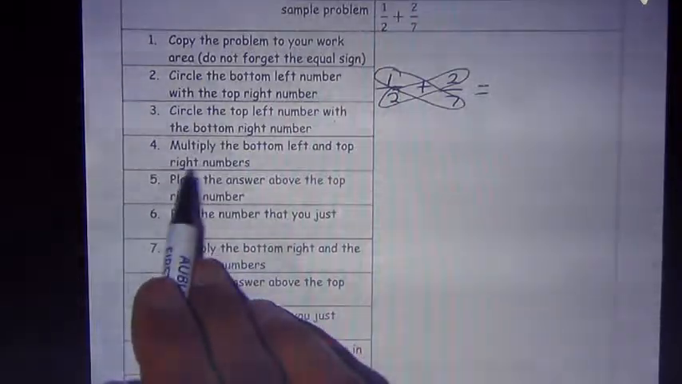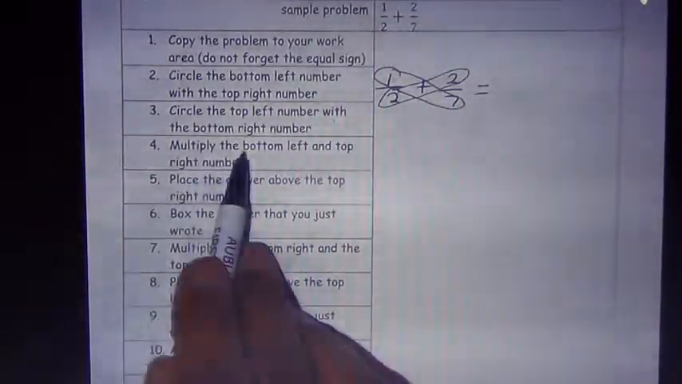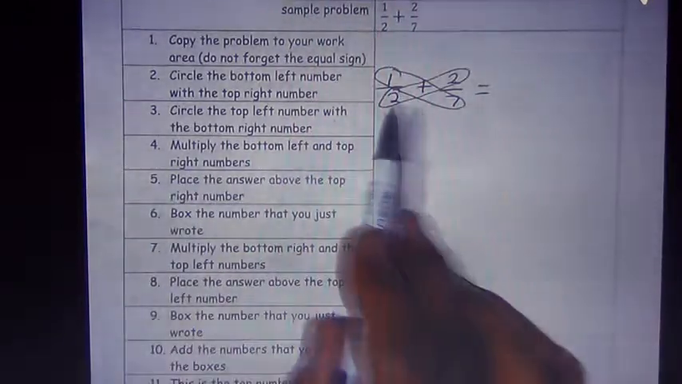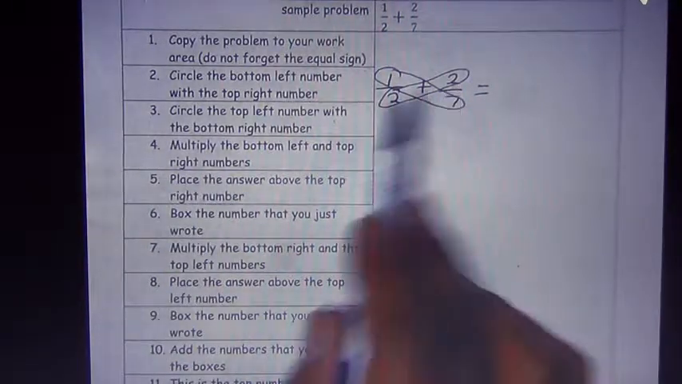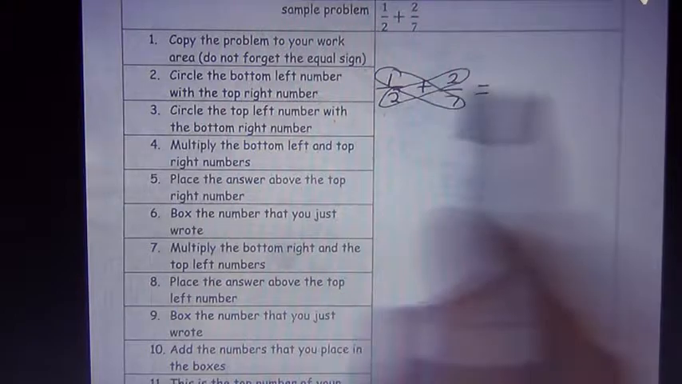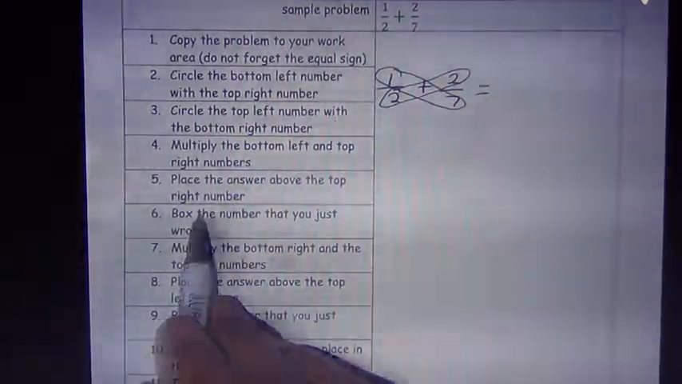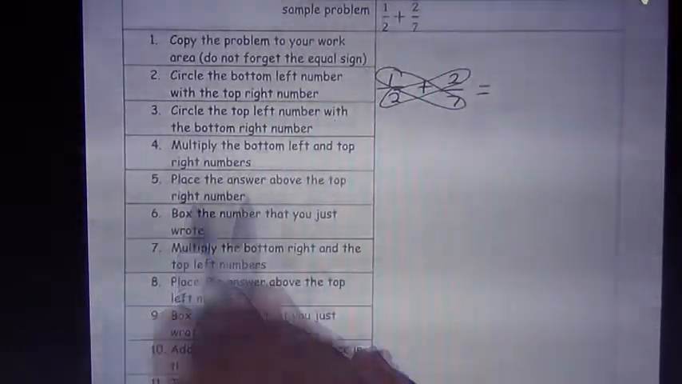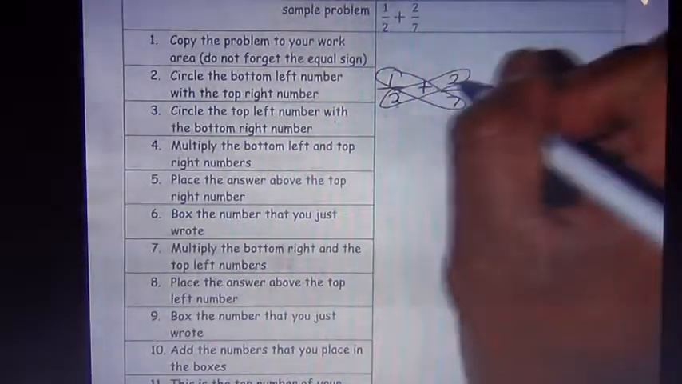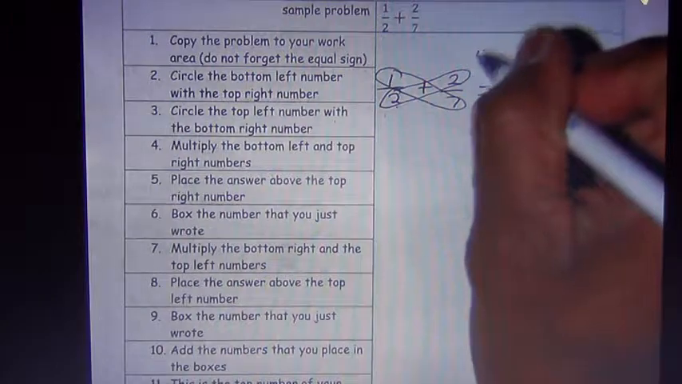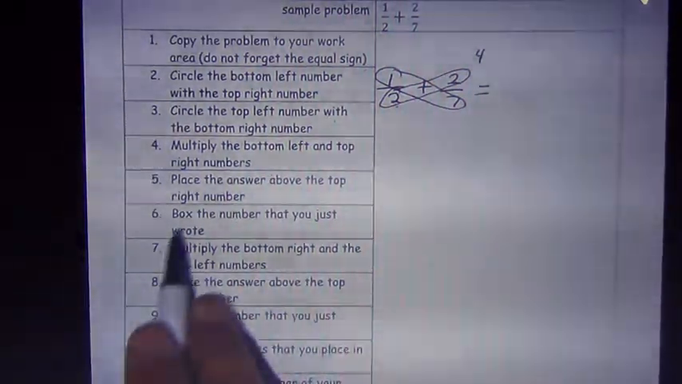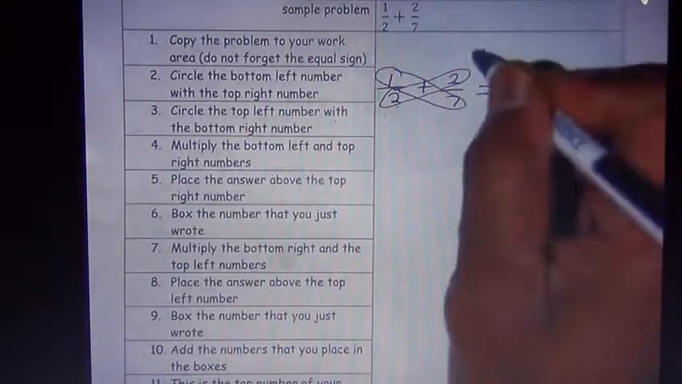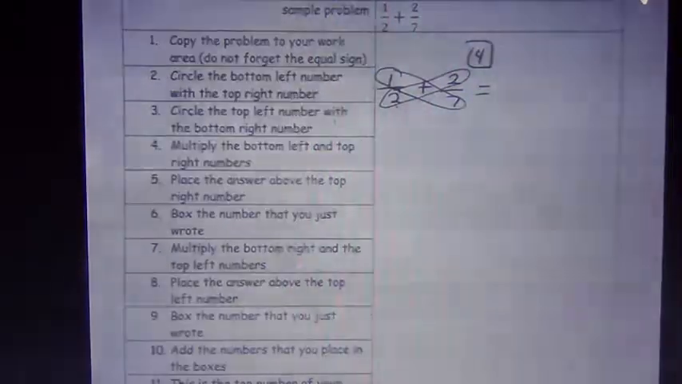We're going to multiply the bottom left and the top right numbers. Bottom left, top right. 2 times 2 is 4. We're going to place that answer above the top right number. 2 times 2 is 4. Box the number that you just wrote. I just wrote the 4. Put it in a box.